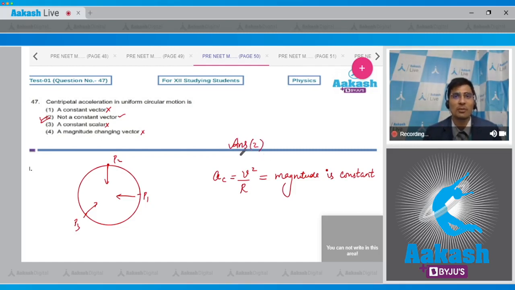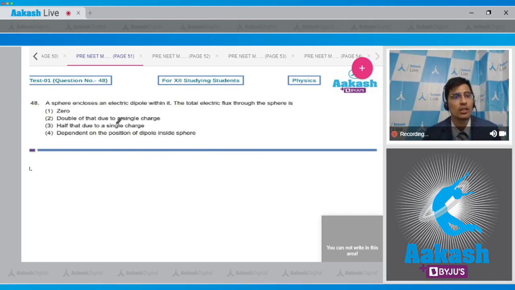Now let us move to the question number 48. Question 48 says a sphere encloses an electric dipole within it. The total electric flux through the sphere is, four options: 0, double of that of a single charge, third half of that due to a single charge, or fourth dependent on the position of the dipole inside the sphere.